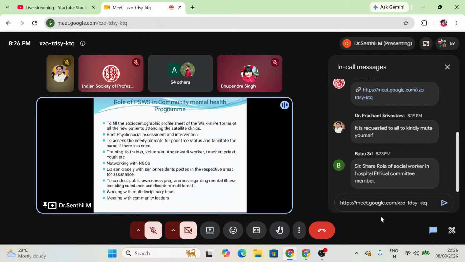We can also work with the schools and the teachers. That comes under the school mental health program. They can identify the students who are having mental health problems. So working with the school teachers is very important. We can also work with the NGOs and community leaders.